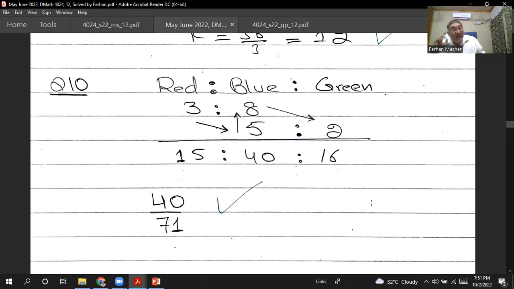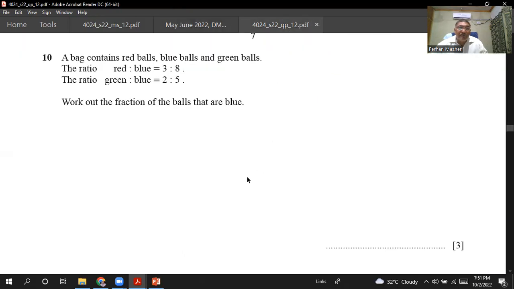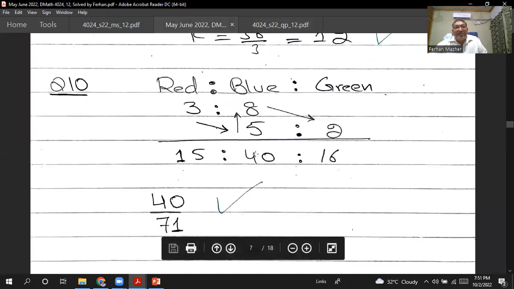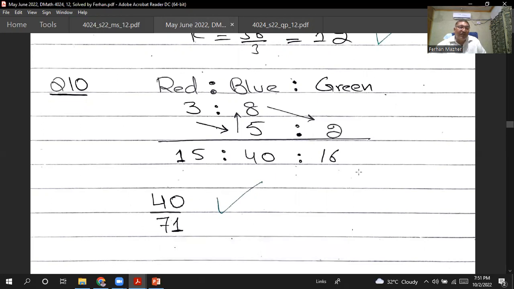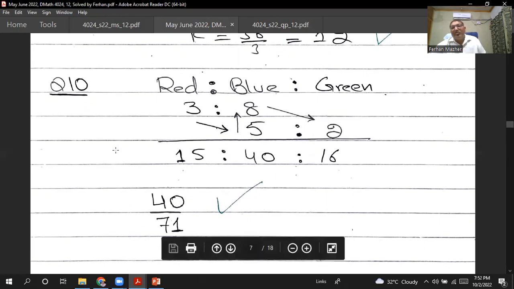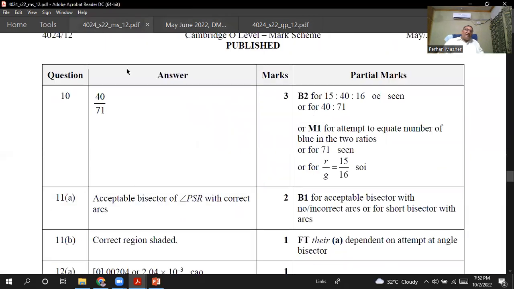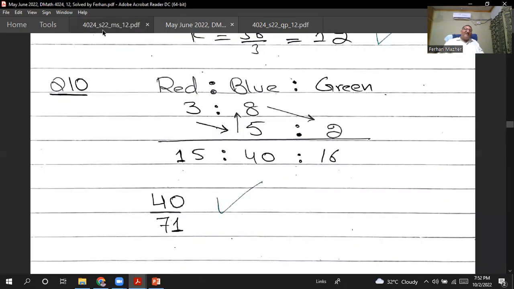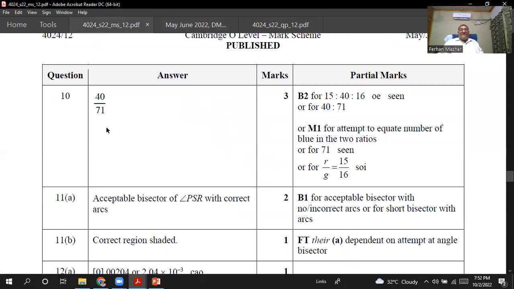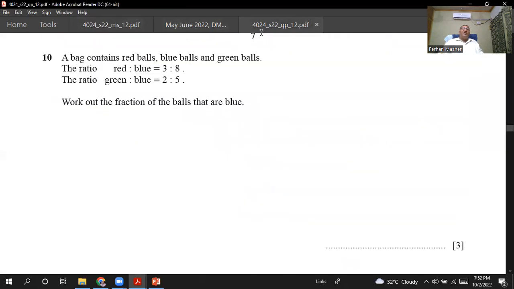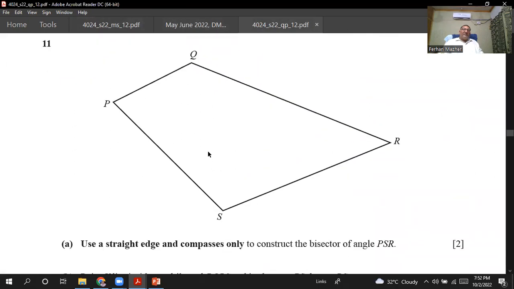So what is the question? The question was work out the fraction of the balls that are blue. So what is the ratio of the blue? 40. And what is the sum of ratios? That is 71. If you add 15, 40, and 16, that's 71. So the fraction of the blue balls will be the value of their ratio divided by the sum of ratios. That will be 40 by 71. 40 by 71 is the right answer. That is how you do question number 10.